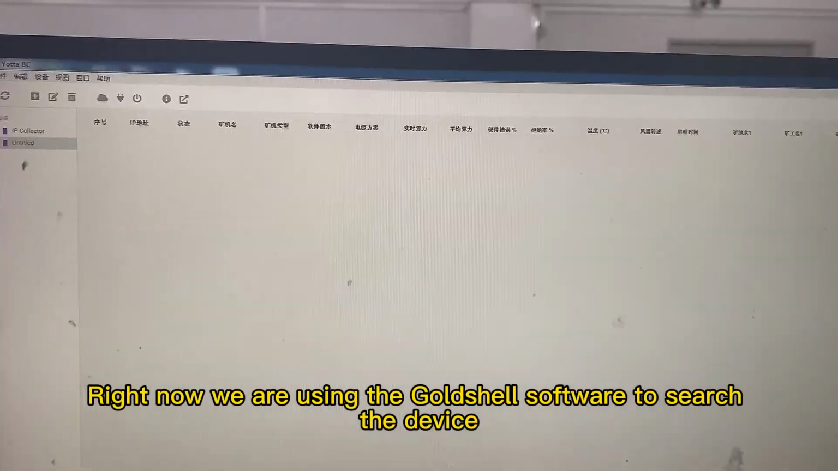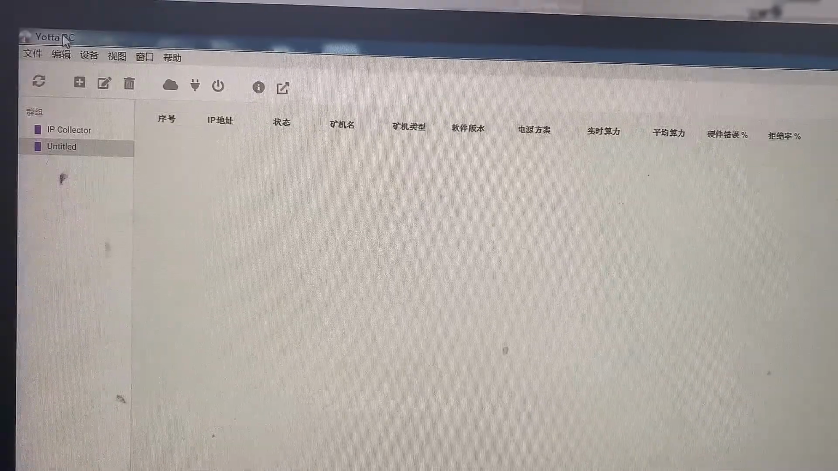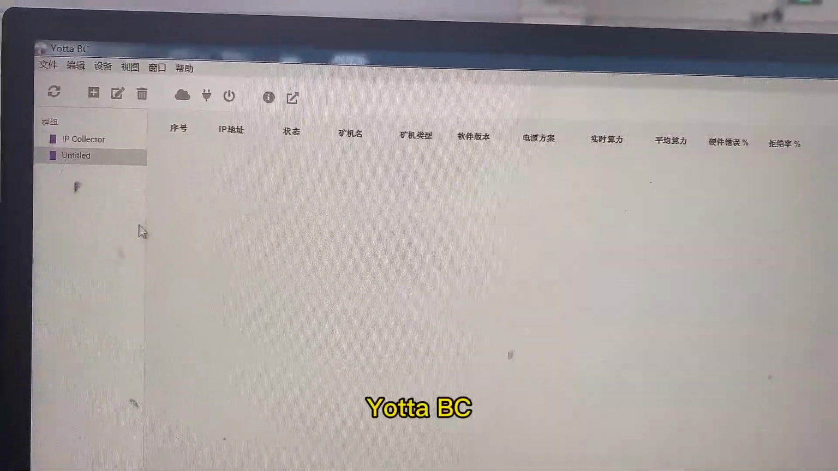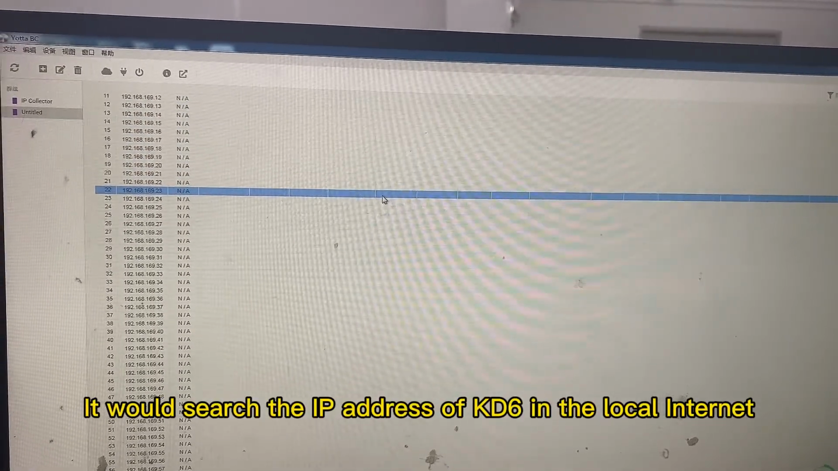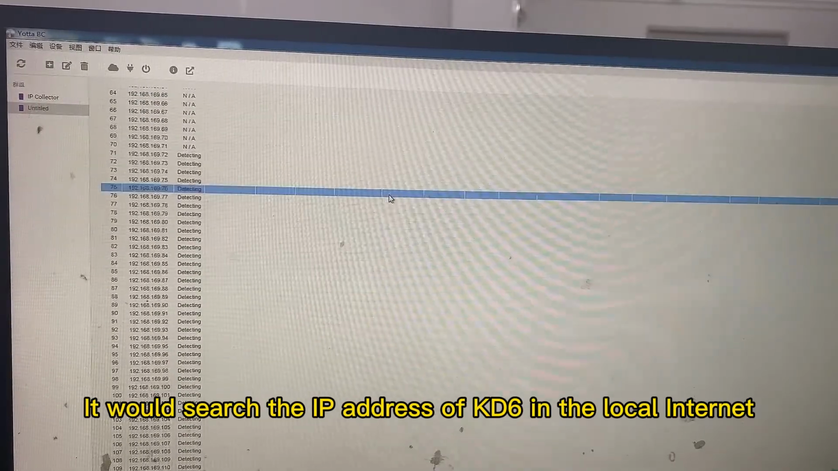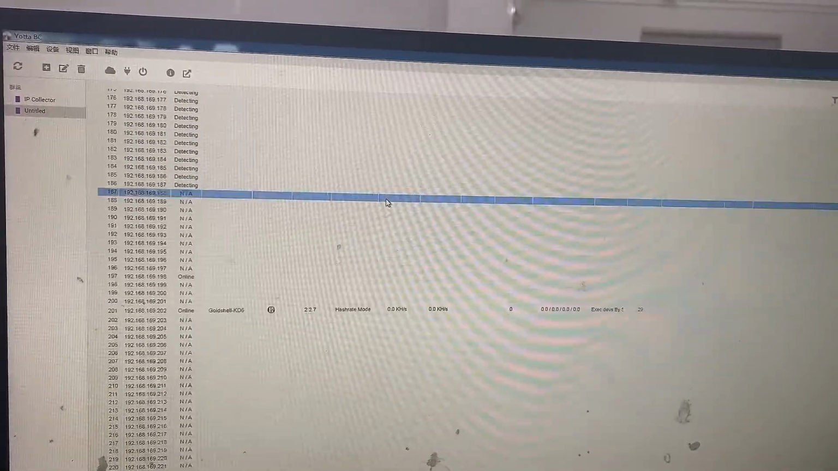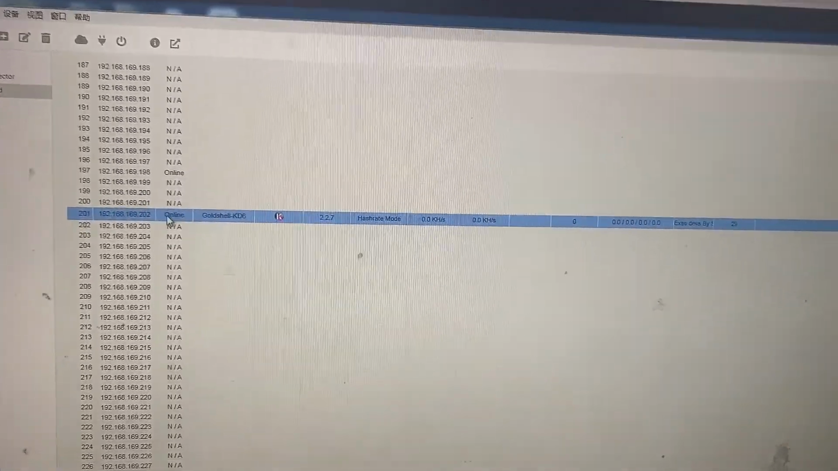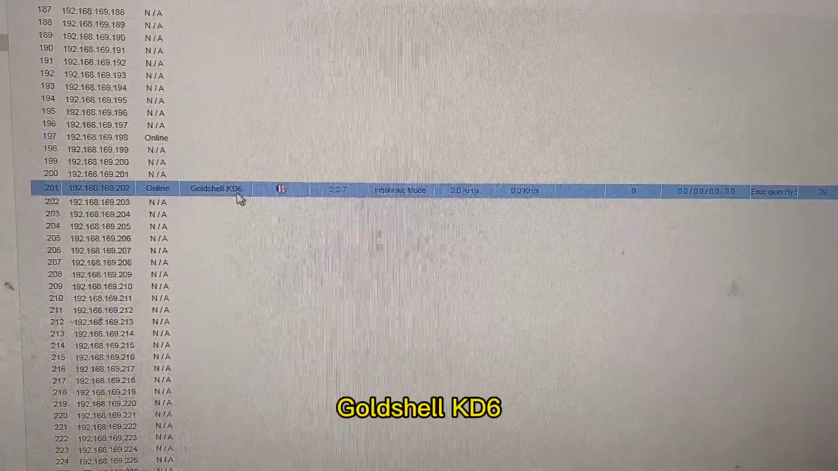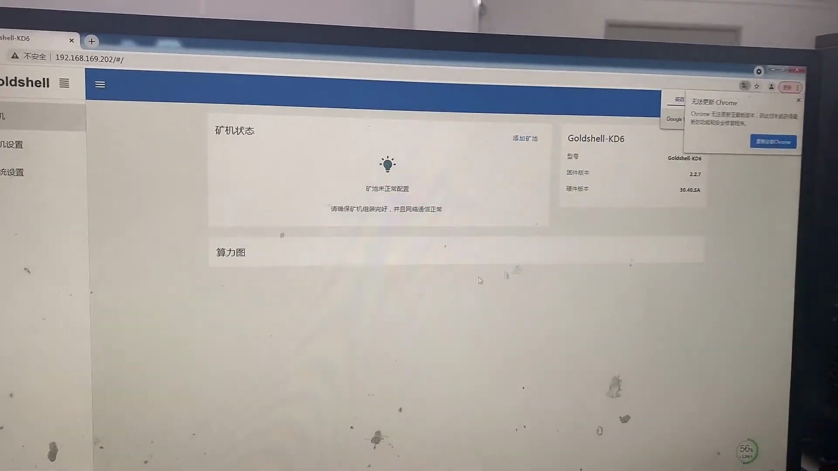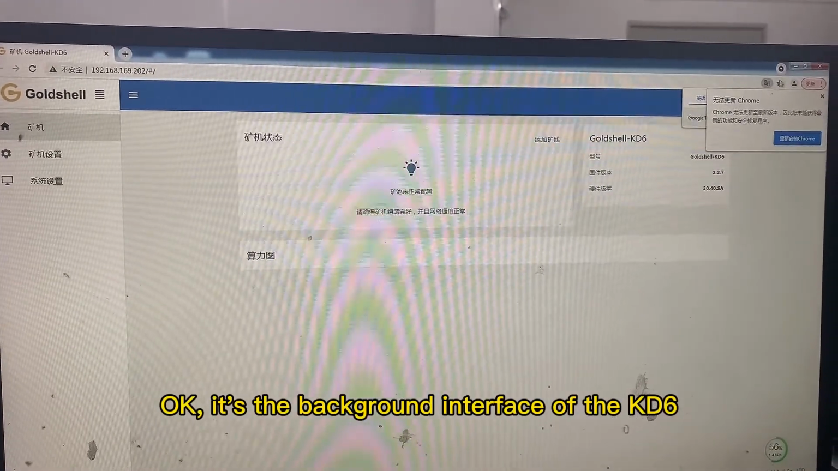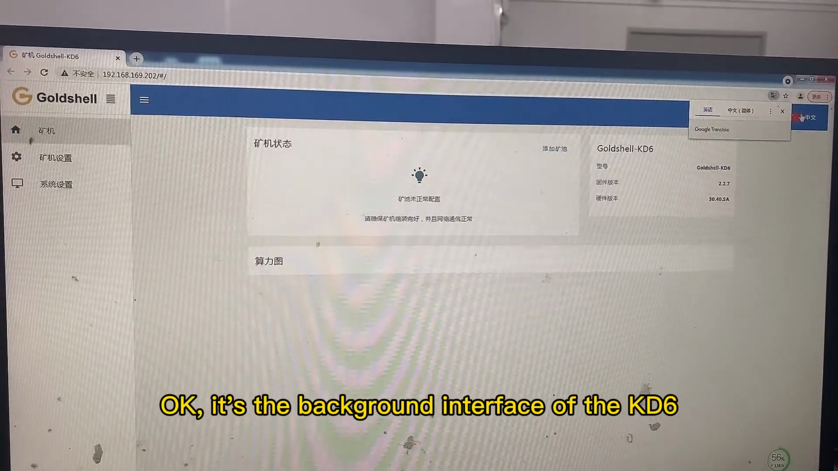Right now we are using the Goldshell software to search for the device. This is supposed to be on the same PC. Refresh. It will search for the IP address of the KD6 on the local network. You can see this IP address, we found it, Goldshell KD6. Right now we go into the background of the device. Okay, this is the background interface of the KD6.